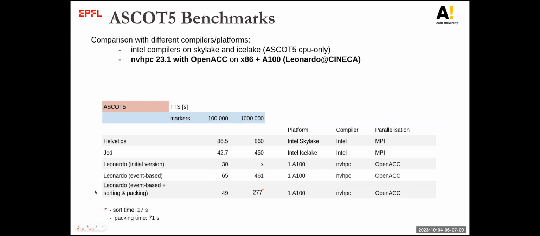So that's what led us to add the sorting and then the packing. And the sorting and packing leads us to a code that is faster, not as fast as the initial version for 100,000, but about 2 times faster for 1 million particles, and it's now possible. So that's obviously better. And there is a cost involved in that. So out of these 277 seconds spent for 1 million particles, we have 27 seconds of sorting and 71 seconds of packing. So that's a lot. If we can work out how to get that down further, then maybe this would be better even for the 100,000 case.